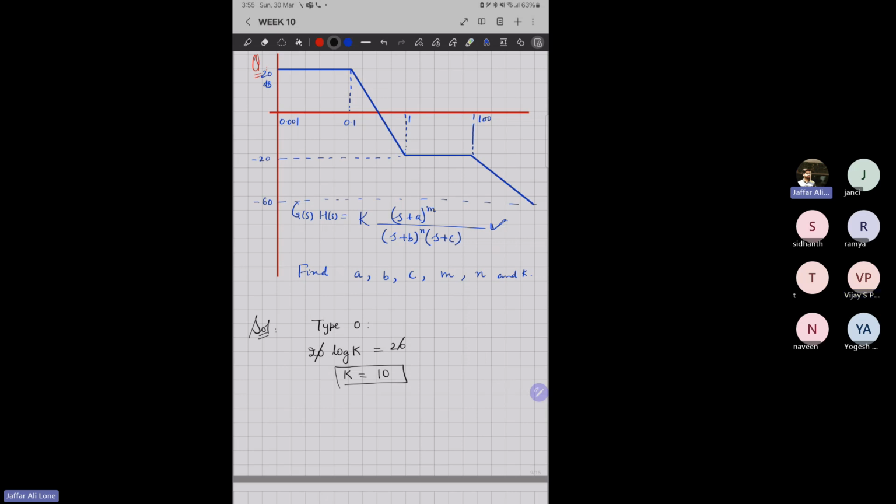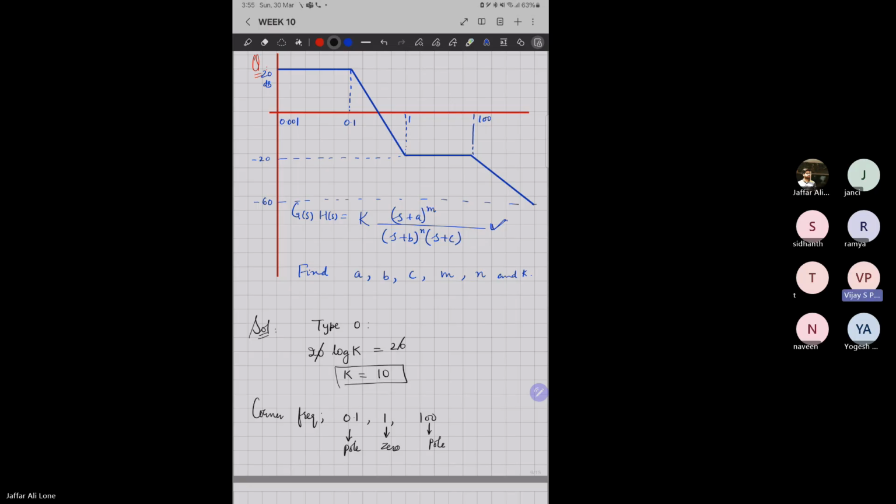So now we need to find the transfer function in time constant form. For that, we need to identify the corner frequencies. So what are the corner frequencies? 0.1, 1, and 100. Can you tell me what is at 0.1? Is it a pole or a zero? It is a pole, and at 1 it is a zero, and at 100, again a pole.